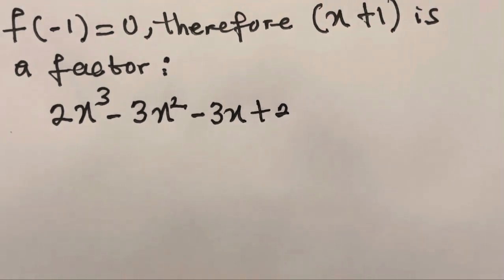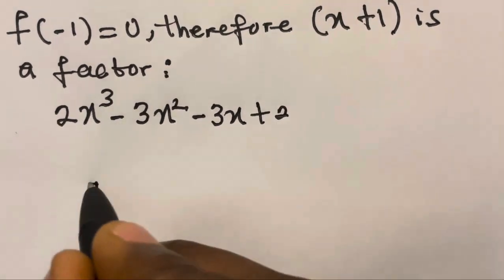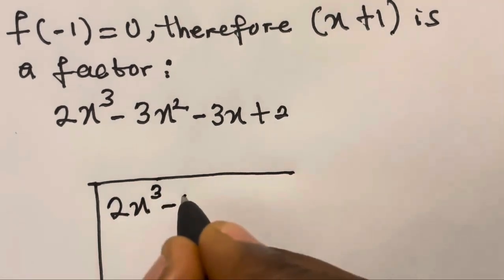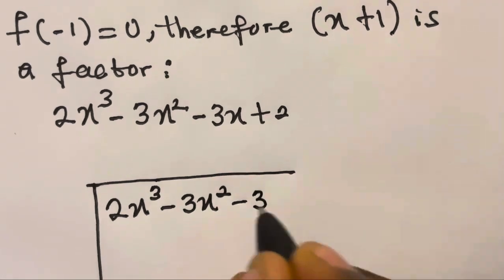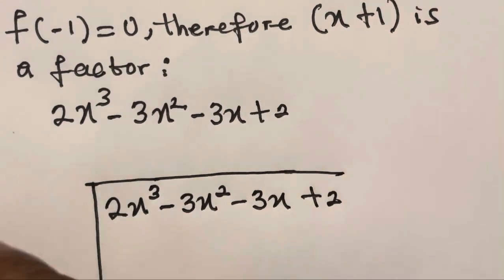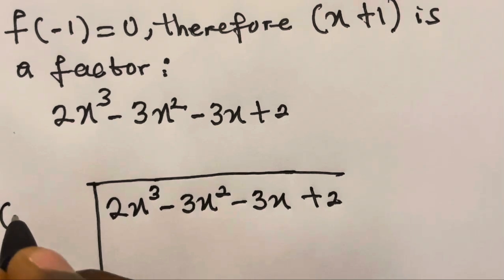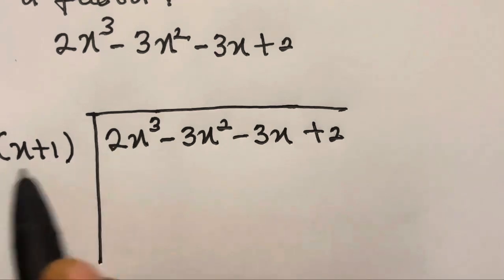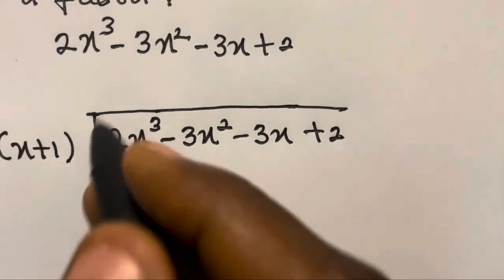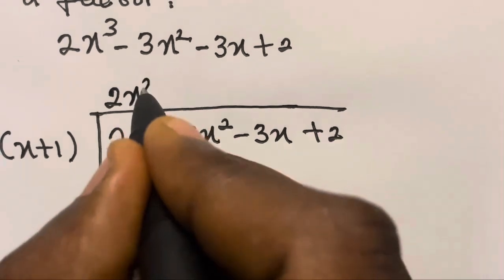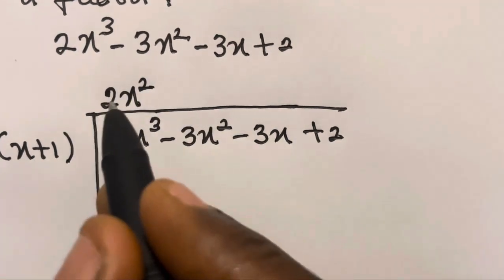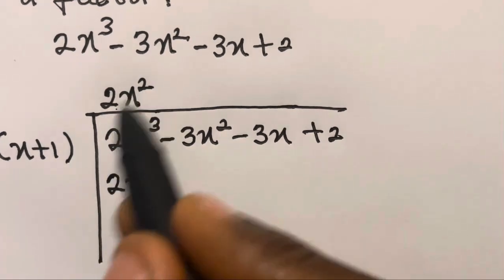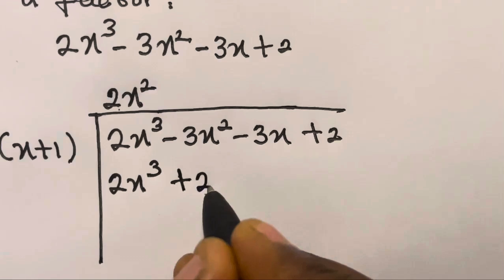So let's perform a long division here. We have 2x cubed minus 3x squared minus 3x plus 2, then we have the factor here, which is x plus 1. Now, look how I'm going to divide this. We have to divide 2x cubed by x. So we will have 2x squared. So we now use this to multiply out this. We have 2x squared times x, we have 2x cubed, right? So then 2x squared times 1, we have plus 2x squared.